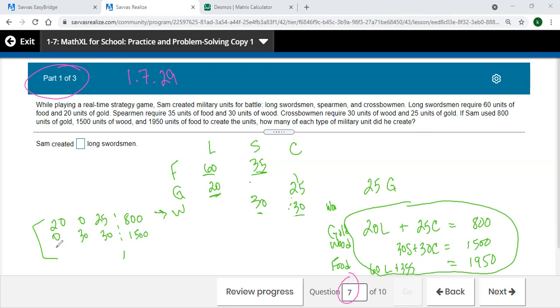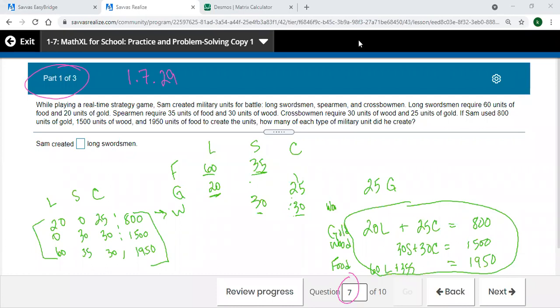The third row, 60L, 35S, and 30C, and the answer for that row was 1950. So just trying to organize it, again, this was L, S, and C. So the answers are going to be in that order when they get them. So my next step is putting this into the Desmos calculator.